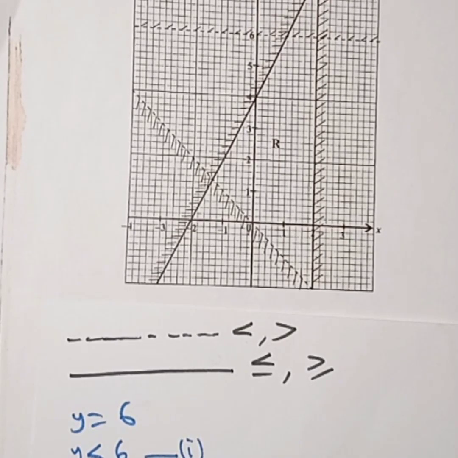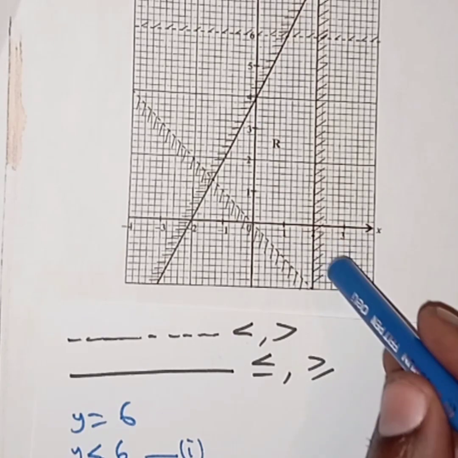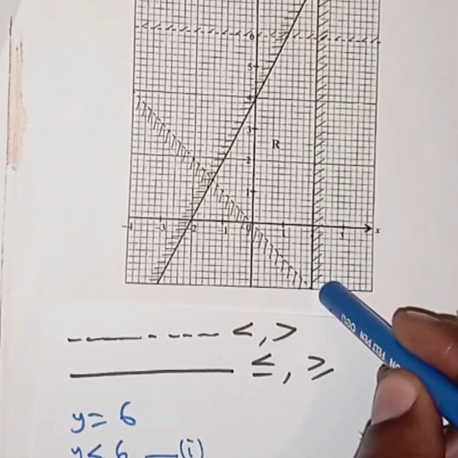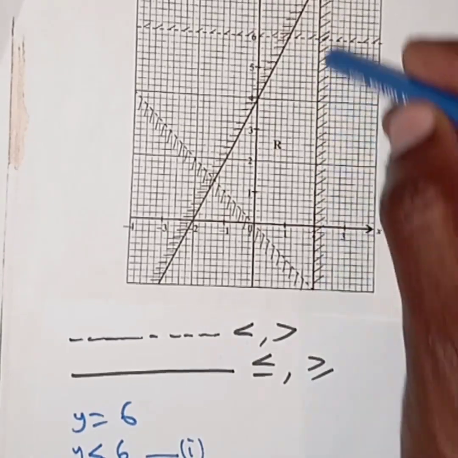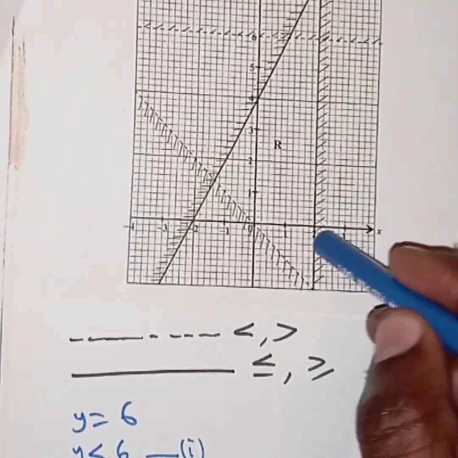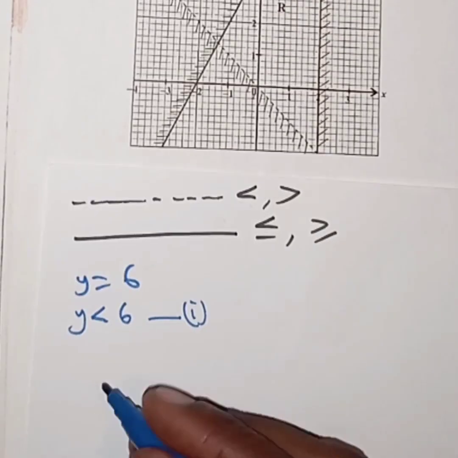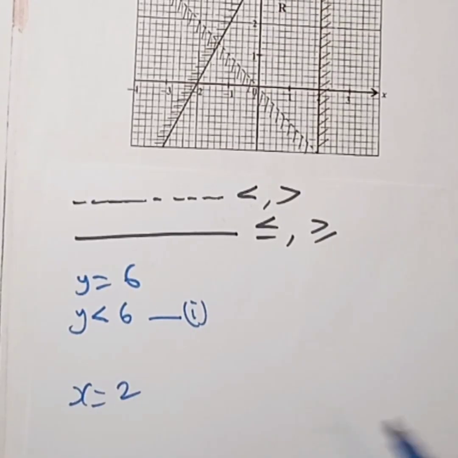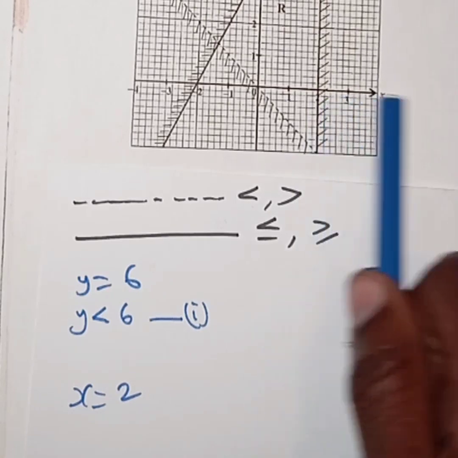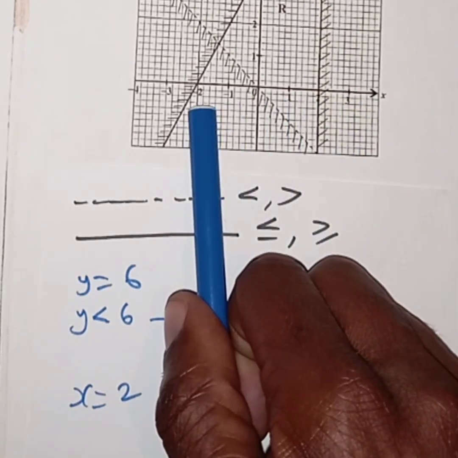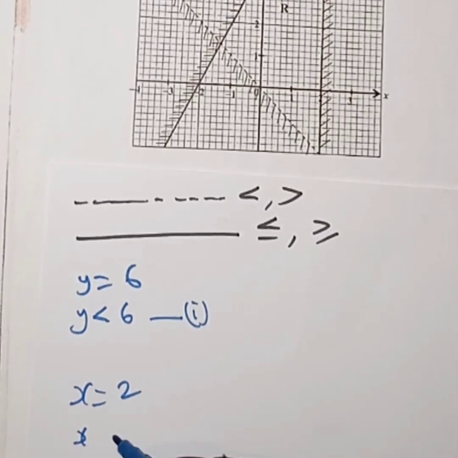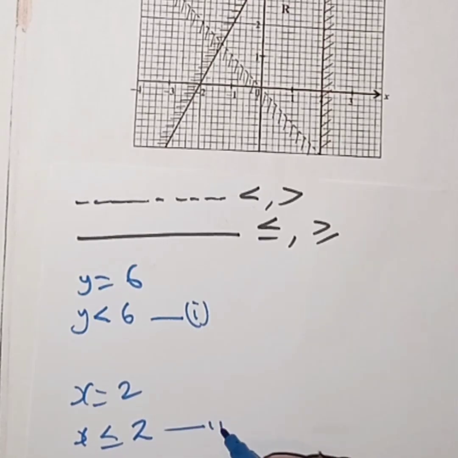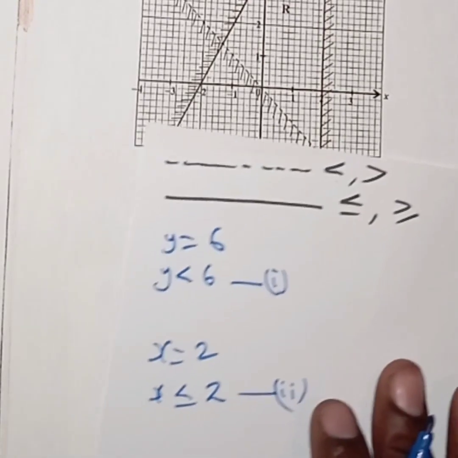See that? The other one, the very vertical one, is this line. It has crossed on 2 on the x-axis. So you write x is equal to 2. Where have they shaded? They have shaded where it is greater. You write the less symbol. But which less symbol? It is for a continuous line, right? So you write x less than or equal to 2. This is your second inequality.